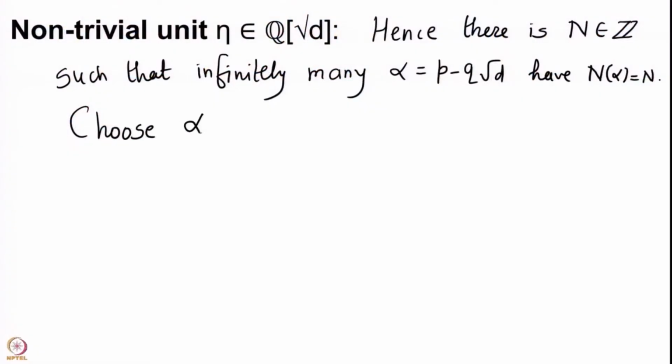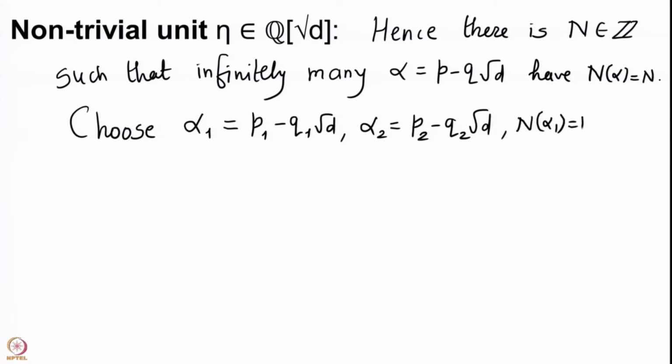Further, we can do the following. Let me write this statement. So, choose alpha 1 to be p1 minus q1 root d, alpha 2 to be p2 minus q2 root d, with norm alpha 1 equal to norm alpha 2 equal to N. Of course, we have that alpha 1 is not alpha 2. So, this can of course be done. We have infinitely many alpha having this norm equal to N. So, we can certainly choose two distinct ones among that infinite set, but we want to do something more.